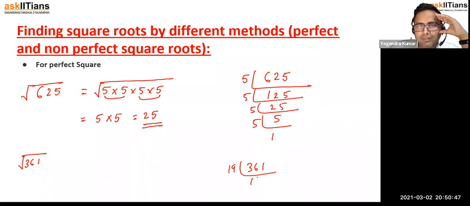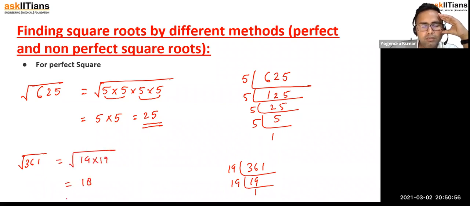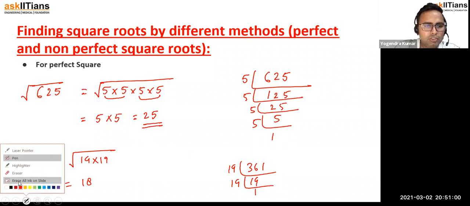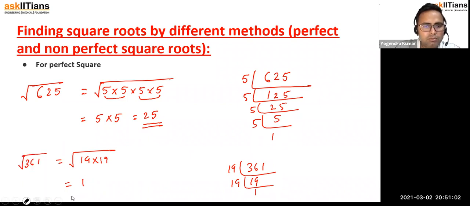So 19 and 19 here. Okay, this is 1. So it is 19 into 19, and root. So the answer is 19 only, right? I hope you are getting it. So when it is a perfect square, we can do it easily, right?